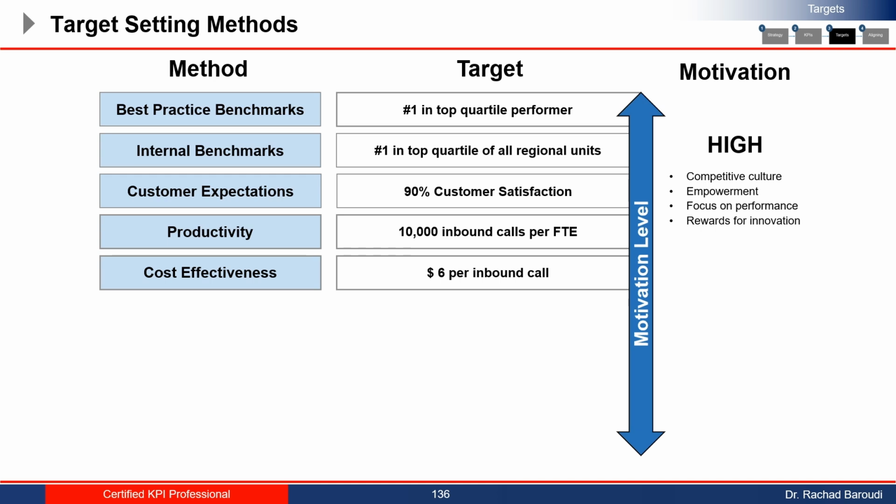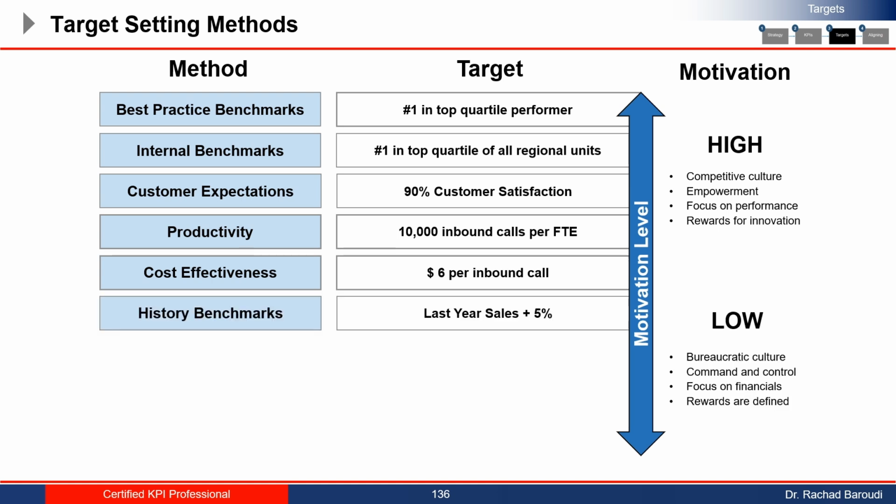So how do we get this $6? We can divide the total cost of running this call center, inclusive of salaries of all people who are answering phones, and we divide it by the number of calls. We get the cost per call. In this case, the target is only $6.